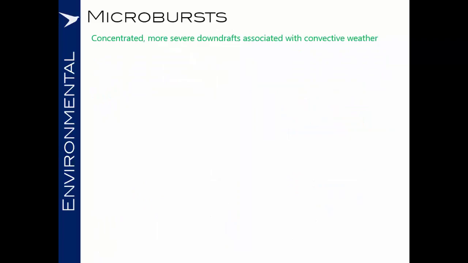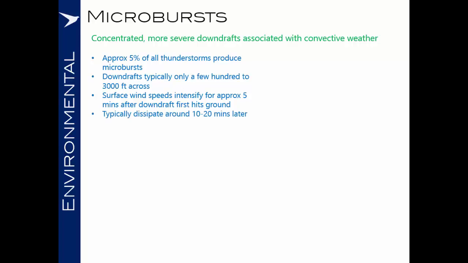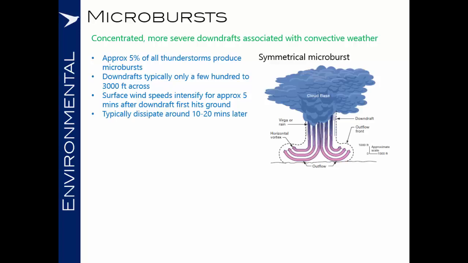Microbursts, often associated with thunderstorms, are concentrated, more severe downdrafts associated with convective weather. They are associated with approximately 5% of all thunderstorms, so 1 in 20, and cause downdrafts typically of only a few hundred to 3,000 feet across. During a microburst, the surface winds intensify for around 5 minutes after the downdraft first hits, and typically dissipate around 10 to 20 minutes later.